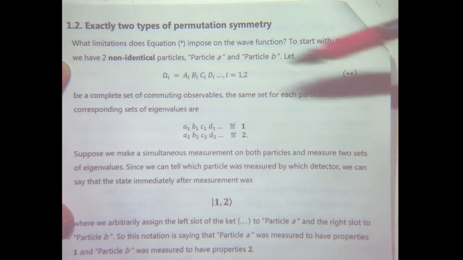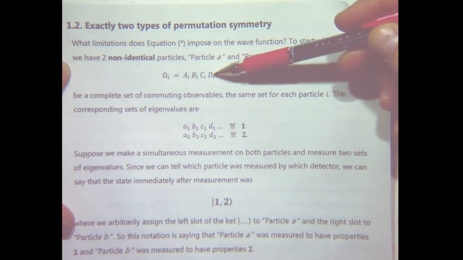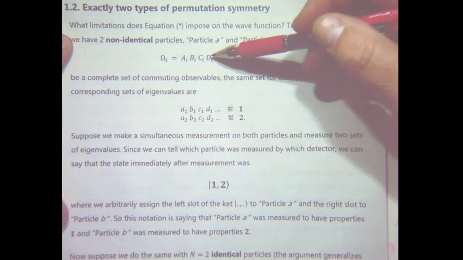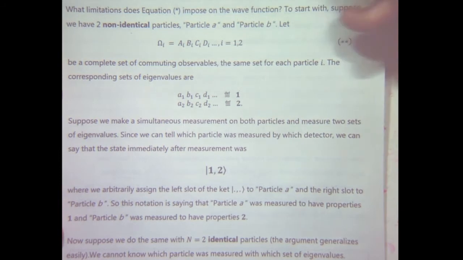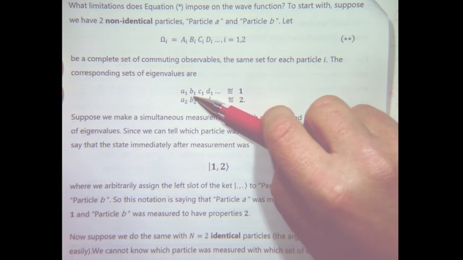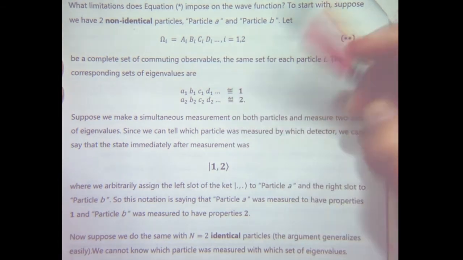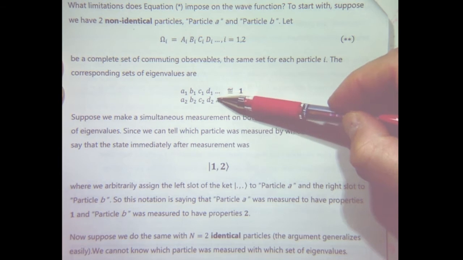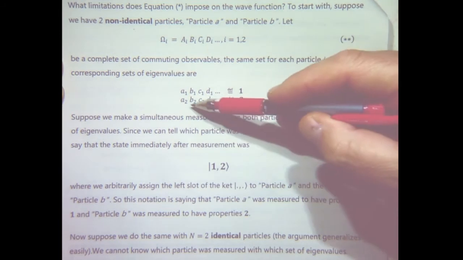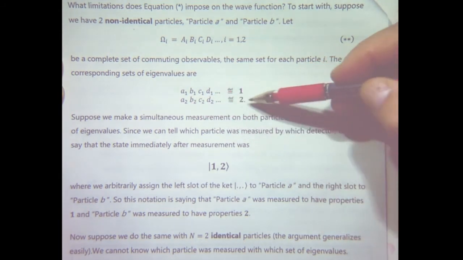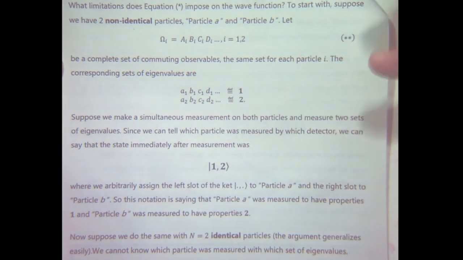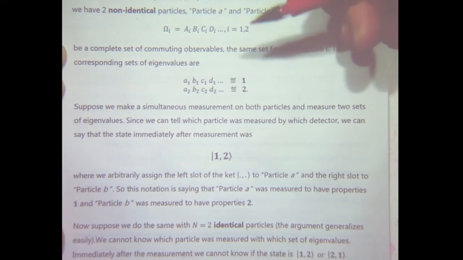We'll observe each particle with them at the same time. The corresponding sets of eigenvalues, let's say A1, B1, C1, D1, etc. for particle 1, and this whole set of eigenvalues, which are the results of the measurement, I'll just call it omega 1, and the results of the measurement for particle 2 are omega 2. So 1 and 2 are just the sets of eigenvalues that are the results of the measurement.